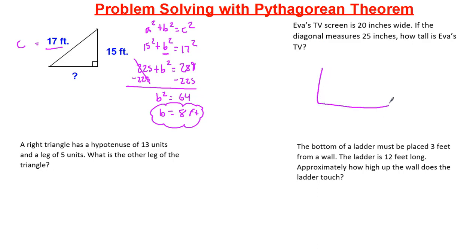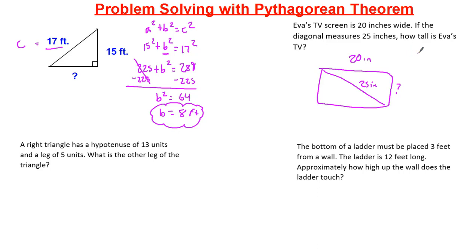So, the tallness is what we don't know. So, we do know this is 20. And we do know that this over here is 25. So, this is what we don't know. Alright, so here's another way we can write it. We know that A squared plus B squared equals C squared.